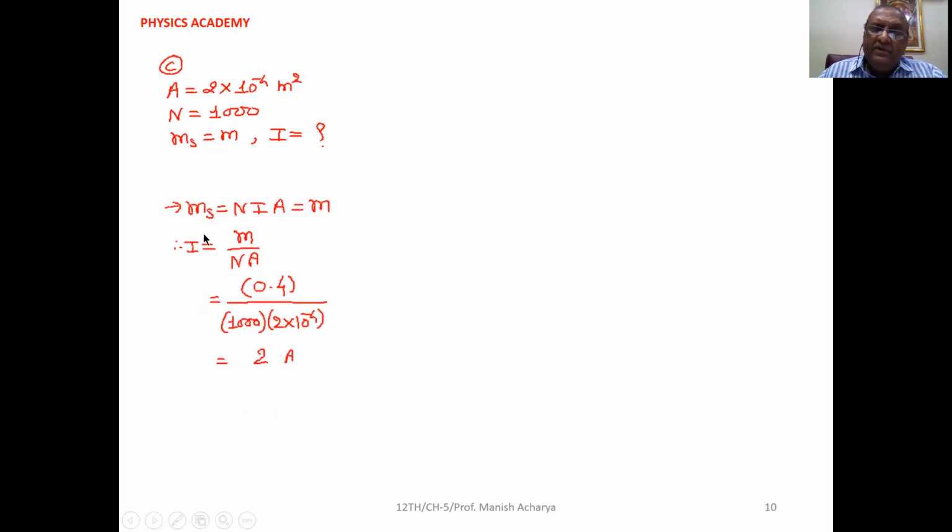So the magnetic moment of the solenoid, that we can write as NIA, is equal to the magnetic moment of the bar magnet. Now we want to calculate the current. So current I is equal to m upon NA. m we calculated 0.4, the number of turns given to you is 1000, and area A is 2 into 10 raised to minus 4. Solve this one, you will get the answer 2 ampere.